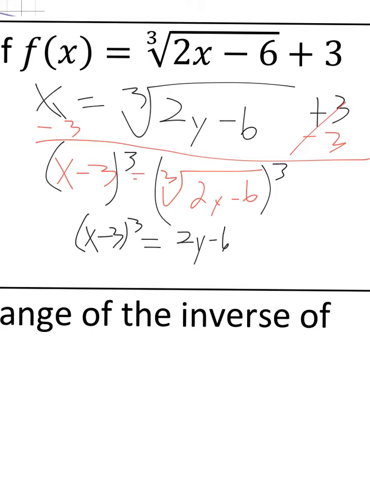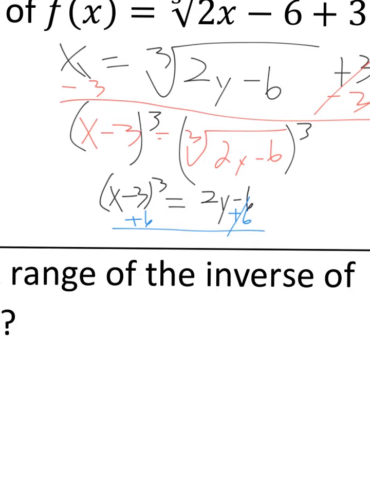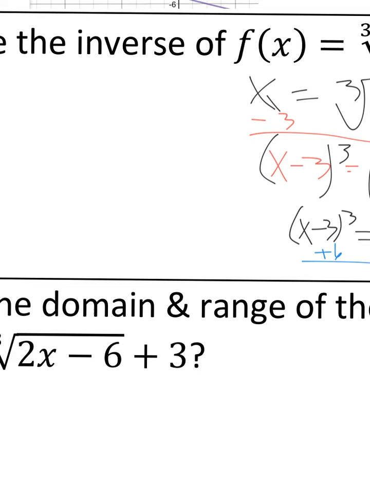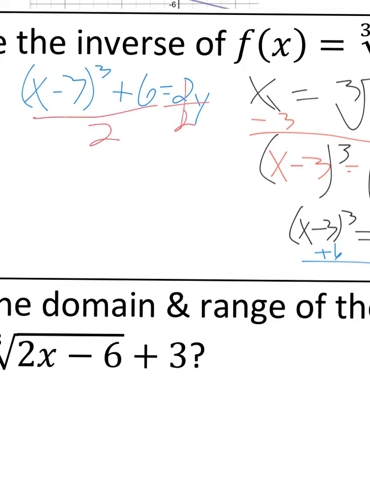All right? So I need to add 6, and then I'll have to divide by 2. So we're going to have some stuff in parentheses here. So let's see here. We have x minus 3 cubed, and then we plus 6, and then that's equal to 2y. So it's going to be all over 2. So we're going to go all over 2, everything, including that 6. So officially the inverse is x minus 3 cubed plus 6 over 2.